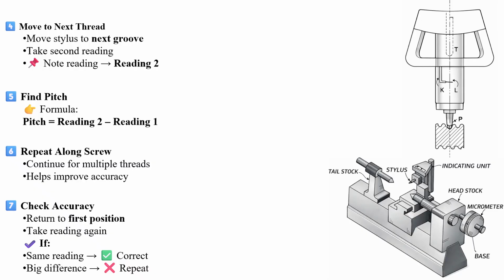Then to check the accuracy, return to the first position and take the reading again. If it is the same reading, it gives the correct value. If there are any differences, repeat the same procedure once again. So this is the pitch measurement by the pitch measuring machine. Thank you.